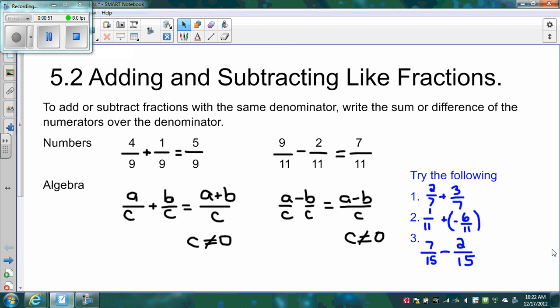So go ahead and try the following examples where all of these fractions are like fractions. So press pause now and give them a try.